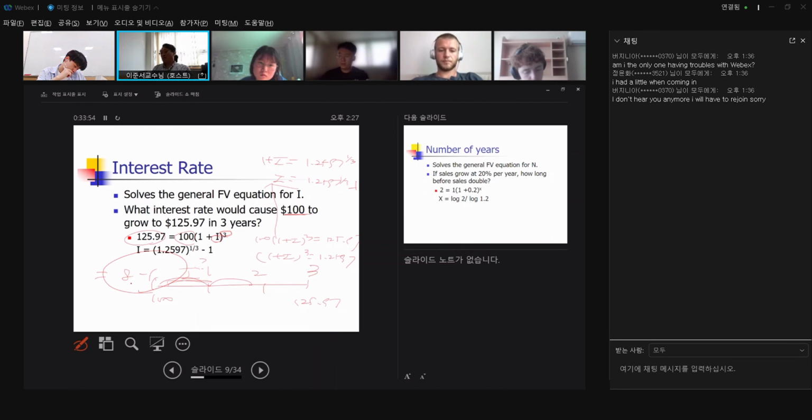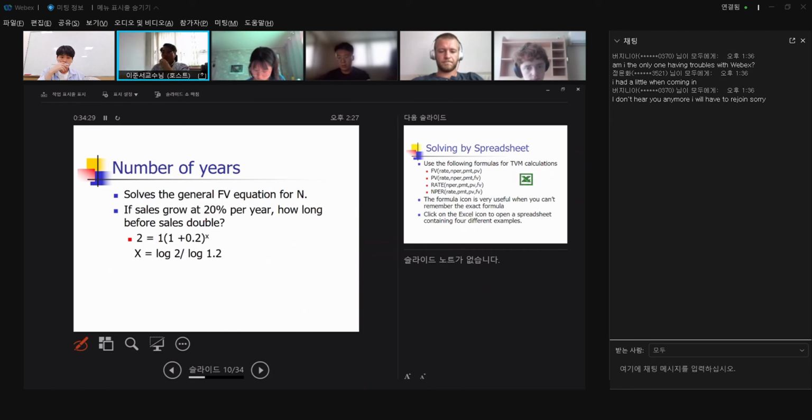Okay, so we can calculate. To solve this equation, you should use at least a financial or engineering calculator. So you can use 1/3 as the exponent. To solve this equation in an exam, for example, you should bring at least an engineering calculator, or you can use an Excel spreadsheet. Okay, that's the interest rate.